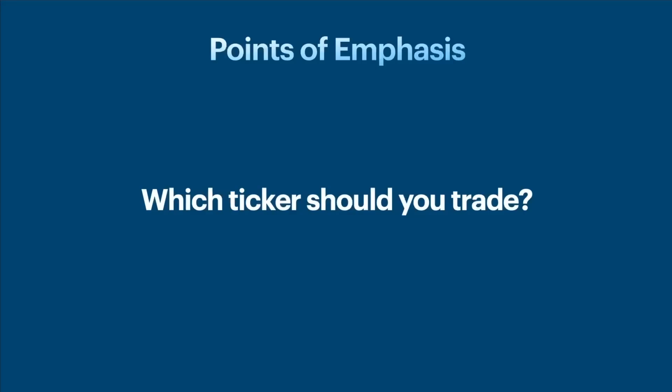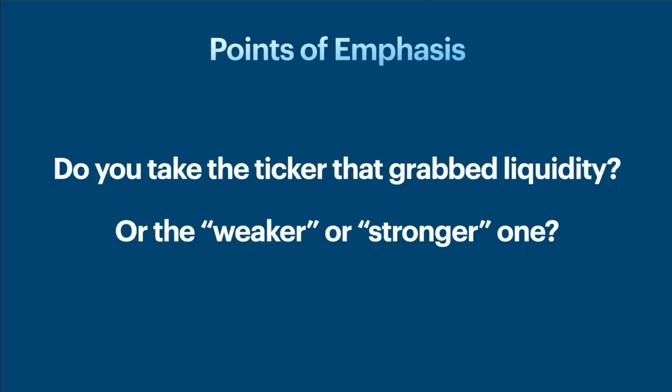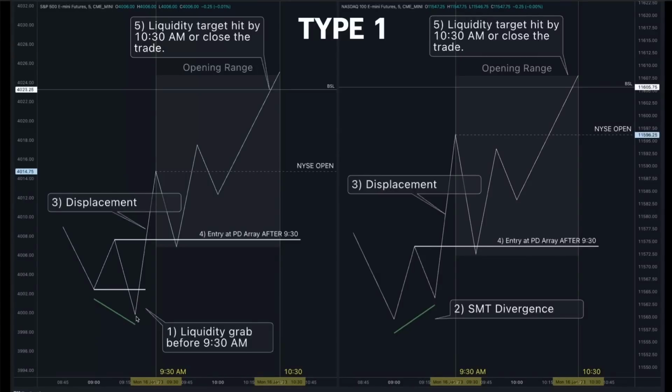So the question that's definitely going to come up is which ticker should you trade? As I said, I'm going to get into that in a second, but essentially it's, do you take the ticker that grabbed liquidity? In other words, do you take the weaker or the stronger one? Meaning S&P, we've made a lower low. So you might say comparatively from these points here, this is the weaker one because this one is stronger. It made a higher low. So you might say, oh, this is the stronger one and we're buying. So I want to be buying the stronger one.